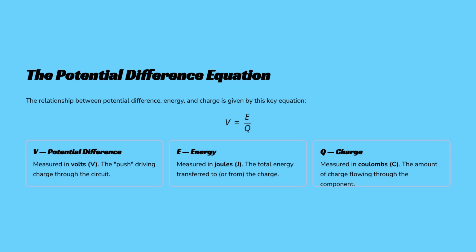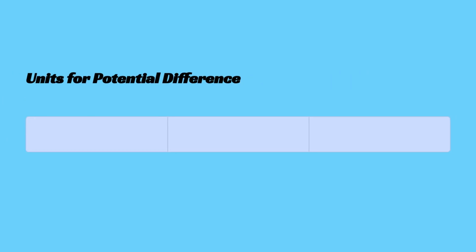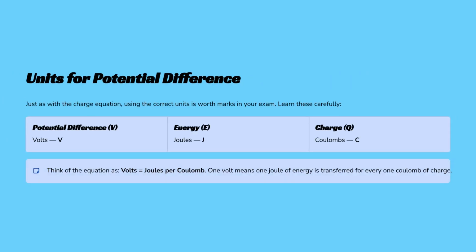The relationship between potential difference, energy, and charge is defined by this equation. Potential difference equals energy divided by charge. Remember to use the correct units. When learning units, think of the equation as volts equals joules per coulomb. This means that 1 volt corresponds to 1 joule of energy transferred per coulomb of charge.